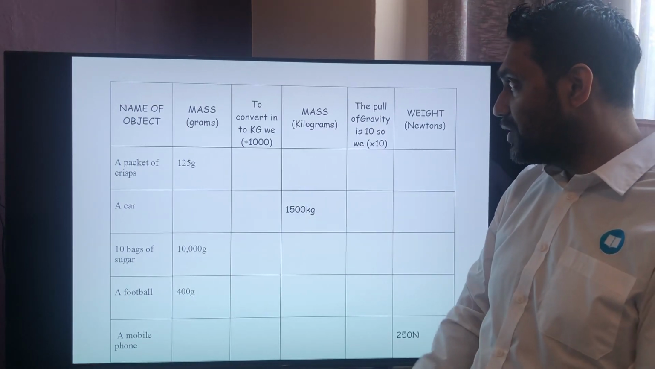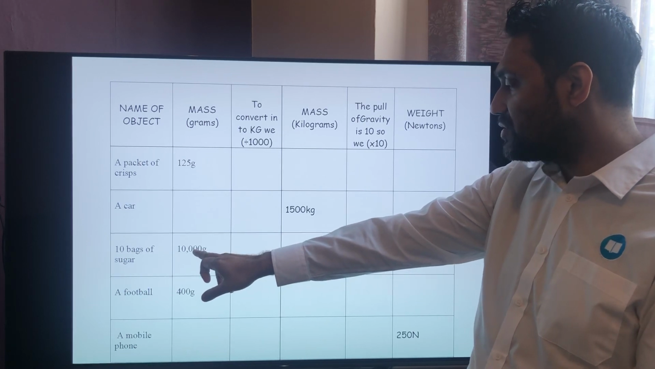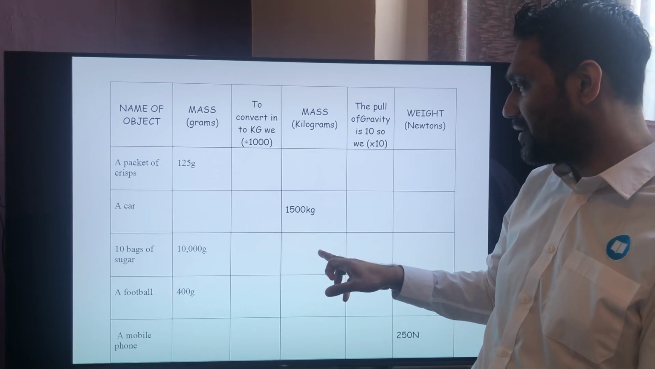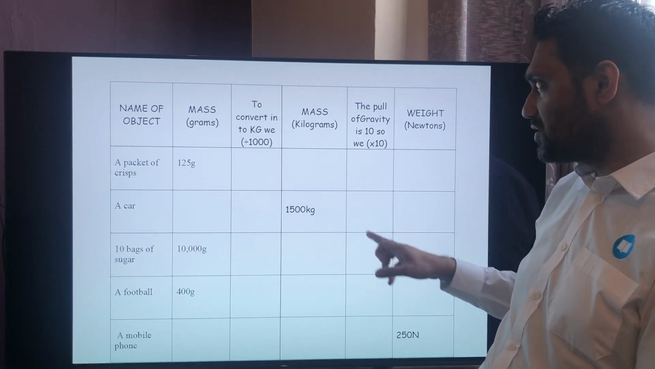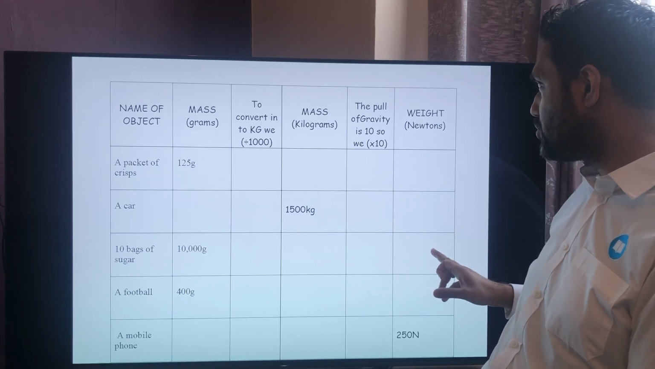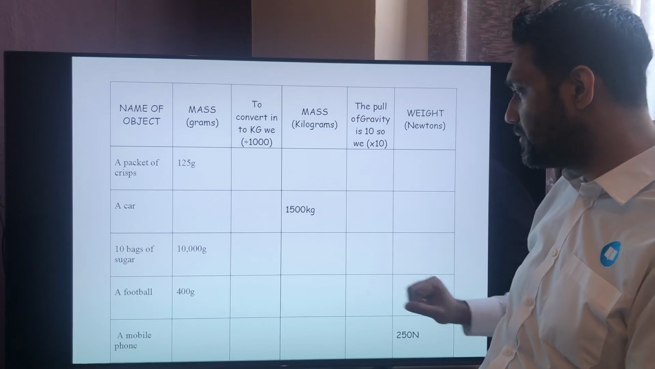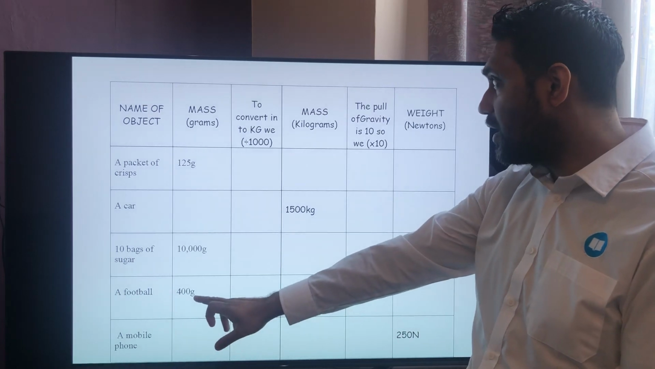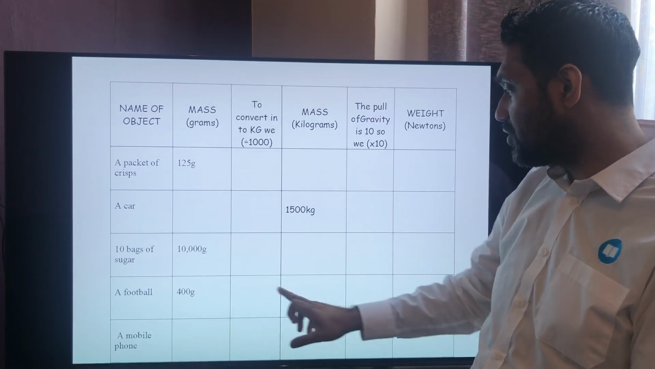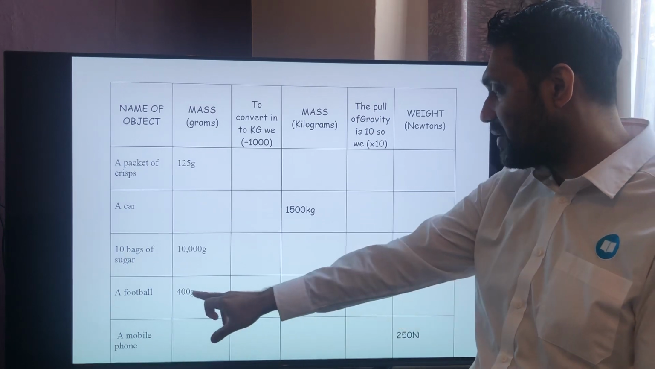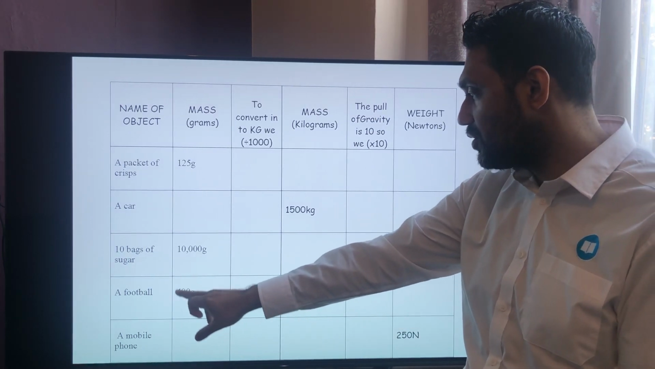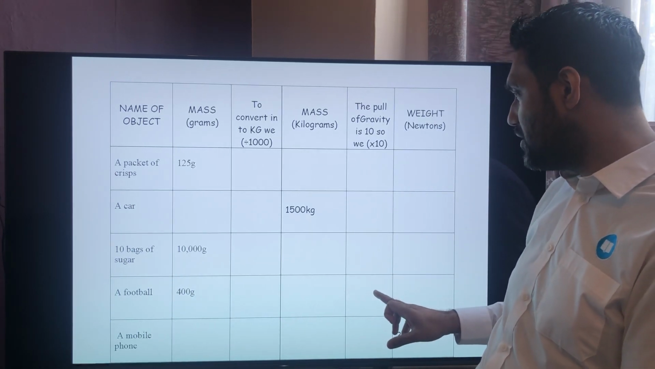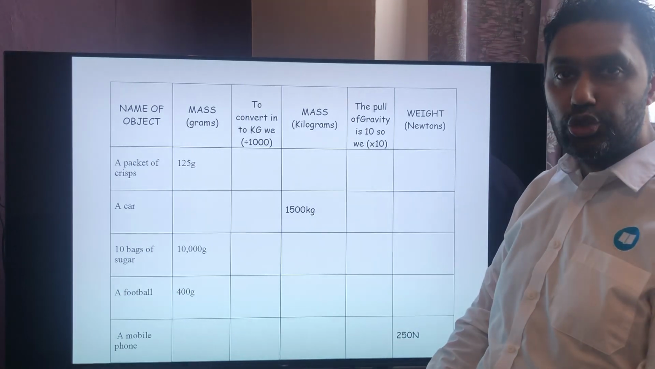10 bags of sugar. I need to divide that by 1,000. So that will be 10 kilograms. 10 kilograms for my bag of sugar. 10 times 10, because it's my mass times my gravity, 100 newtons. So 10 bags of sugar would weigh 100 newtons. My ball weighs 400 grams in mass, so my mass in kilograms will be 0.4, because I have to divide it by 1,000, make the dot go back 3 spaces, 1, 2, 3. 0.4 kilograms, times that by 10, so my ball weighs 4 newtons.